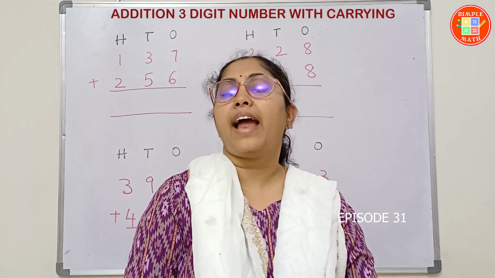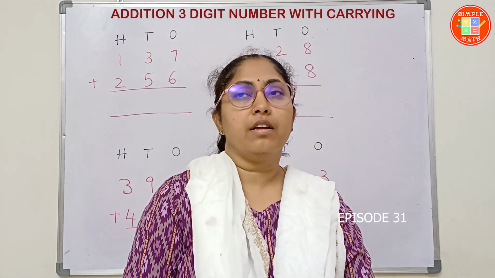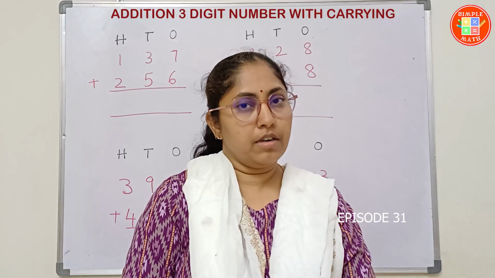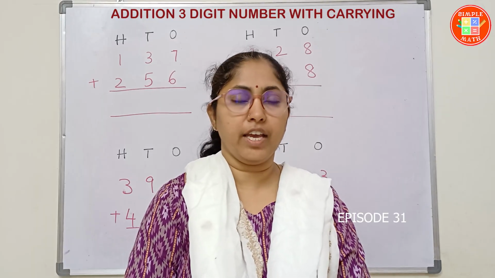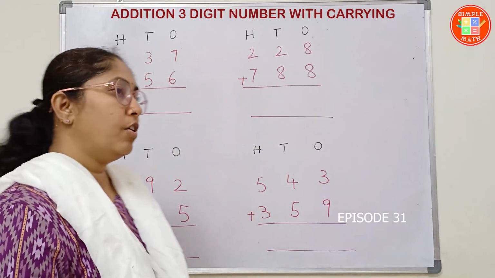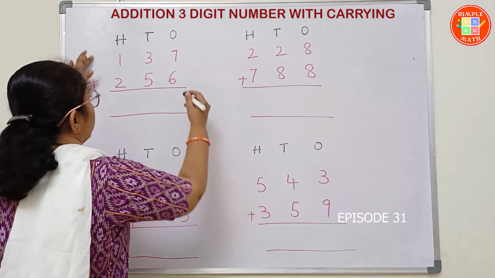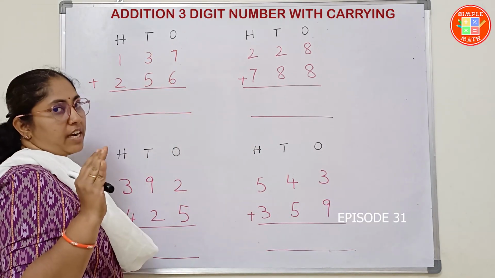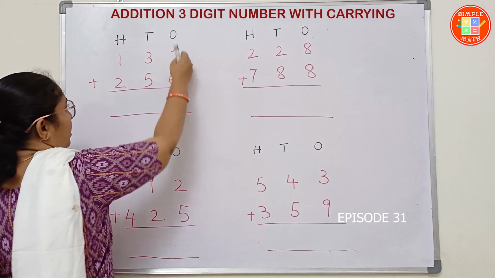Now let's see addition of a 3-digit number with a 3-digit number with carrying. As you know, we always start addition from the ones column. So start adding from the ones column.